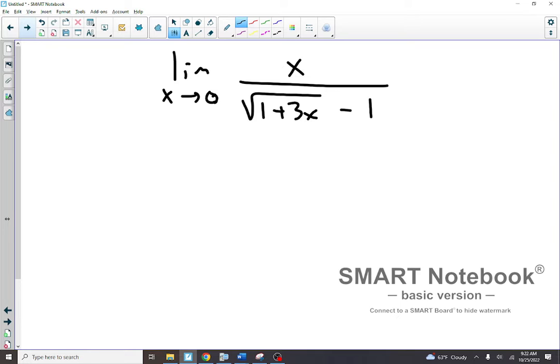You multiply the top and the bottom by the square root, and you have to make a minus, by the opposite. You multiply this plus 1. There's no square root, so 1 plus 3x plus 1, and you do that to both sides. You multiply the conjugate.